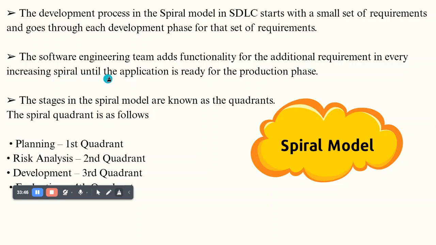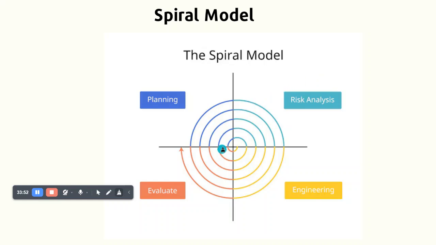So the software engineering team adds functionality for the additional requirements in every increasing spiral until the application is ready for the production phase. So start from here. Here is the zero phase. Then it's moved to the planning. The planning is done by the business team and project management team. Then it's moved to the risk analysis.